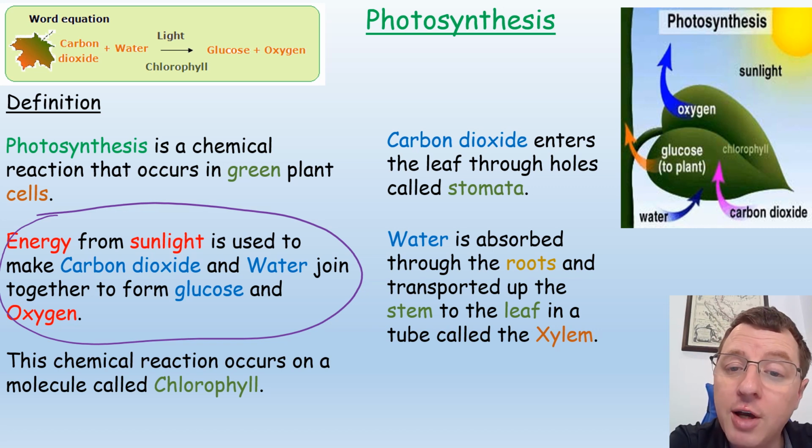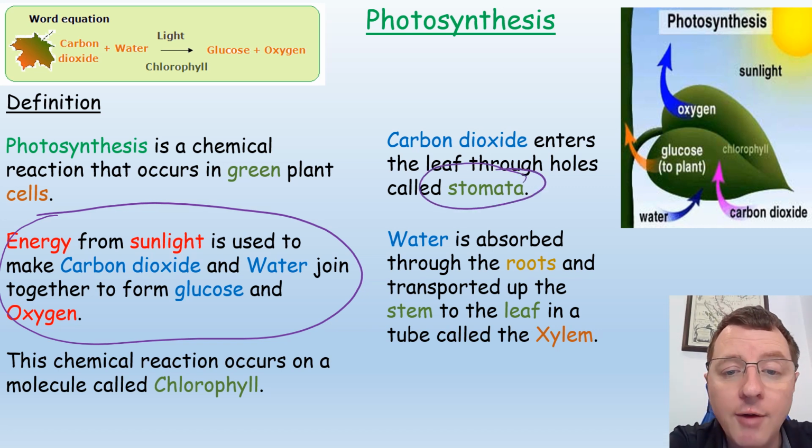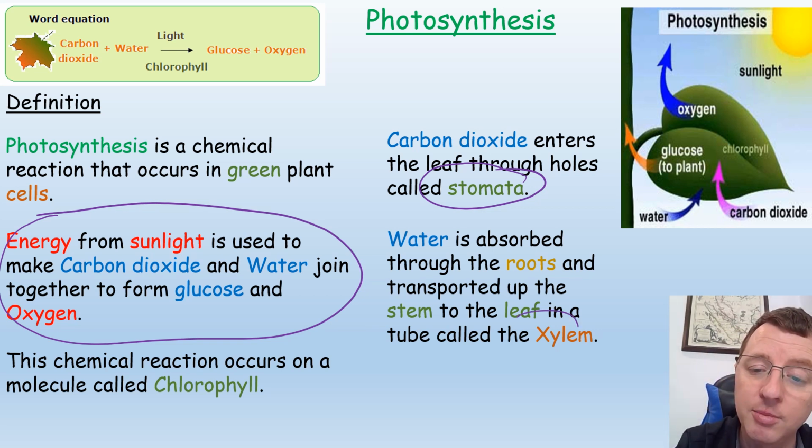The carbon dioxide that's needed will enter the leaf through holes on the underside of the leaf called stomata. And the water that we need in photosynthesis is absorbed through the roots and transported up the stem to the leaf in a tube called the xylem.